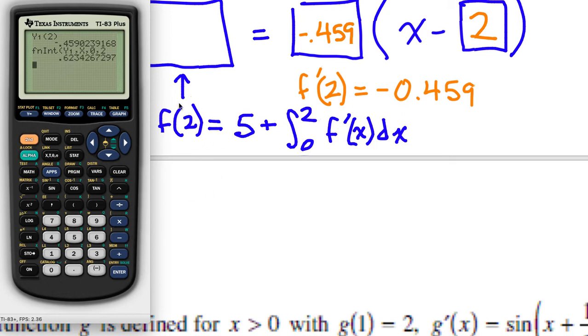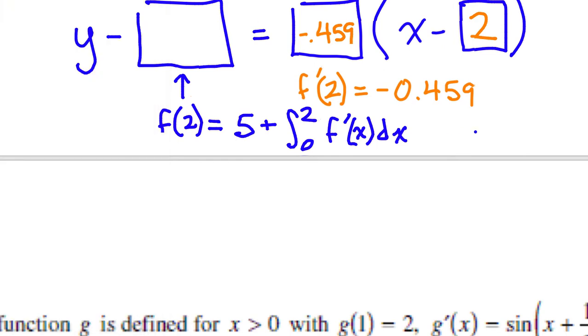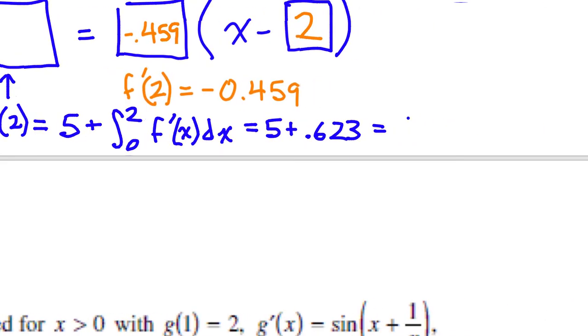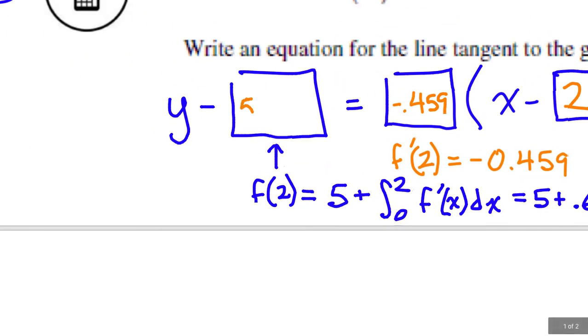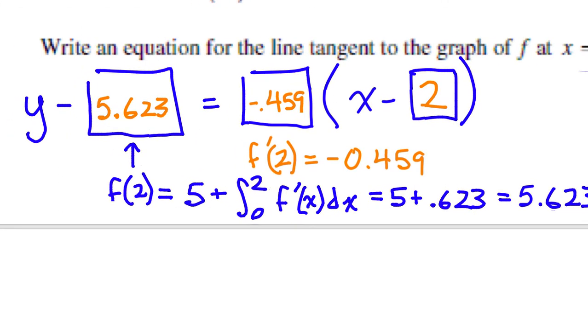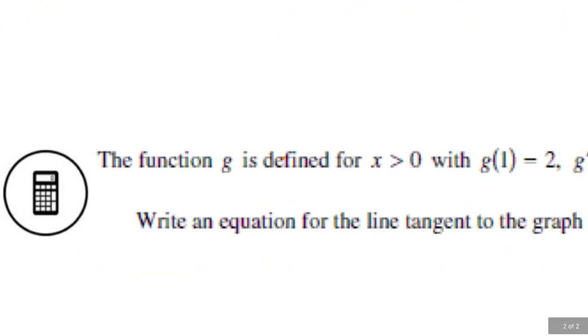So 0.623, and then I have to add 5 as well. So this is equal to 5 plus 0.623, or 5.623. So come back up here, 5.623, and there's our final answer. I don't need to box it because it's already written down. Whew, all right, that was number 3. On to number 4, on to the back.